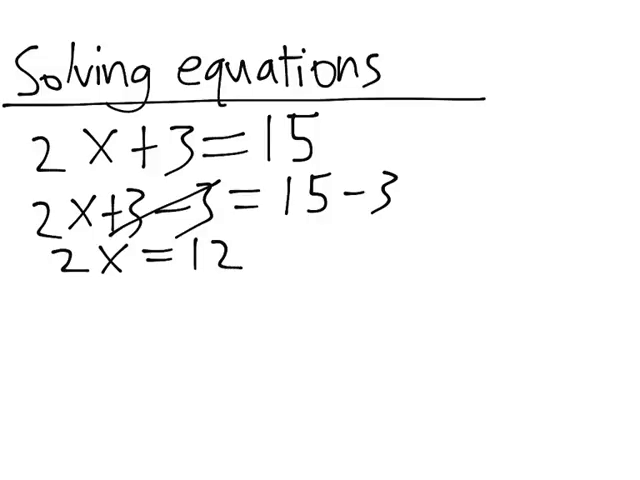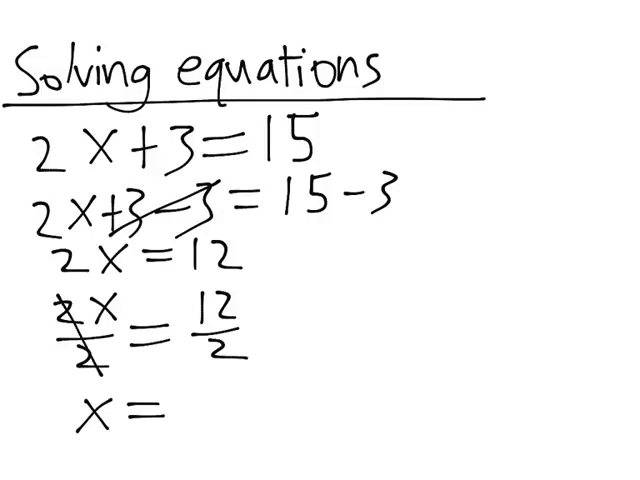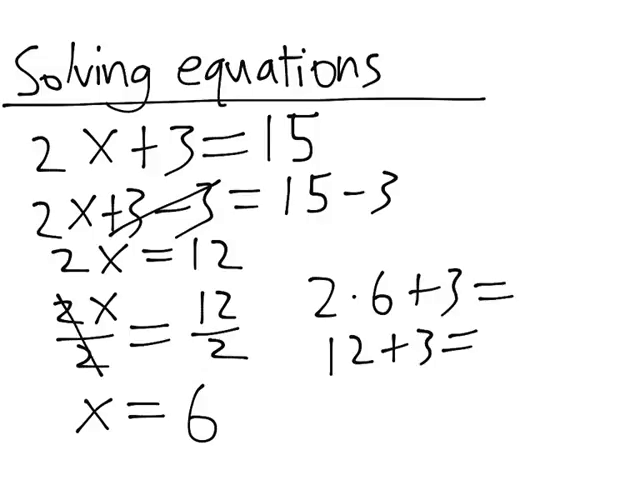Now let's get rid of the times 2 operation by dividing both sides by 2. If we do that, we'll have 2x over 2 equals 12 over 2. These 2's will cancel, and x is equal to 12 over 2, which is 6. Now if we plug 6 back in this equation, 2 times 6 plus 3 is equal to 12 plus 3, which is equal to 15, just like the equation asked. In general, you can perform any operation to both sides of an equation, such as addition, multiplication, subtraction, or division, and both sides will still be equal.